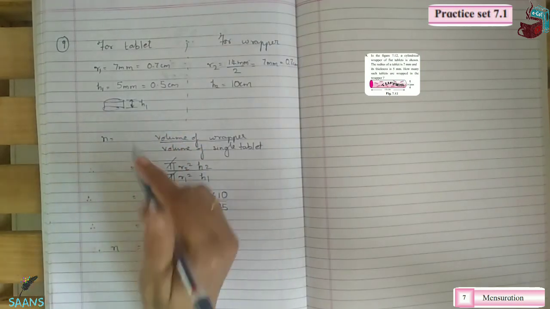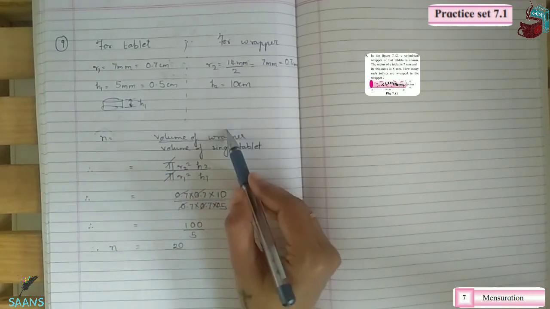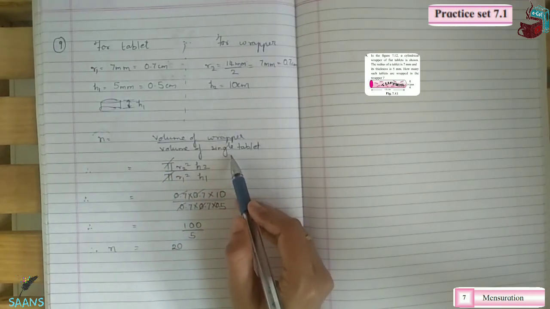So for anything, जब भी आपको number of कोई भी चीज पूछा number, so volume of upon the bigger quantity upon volume of the smaller quantity.